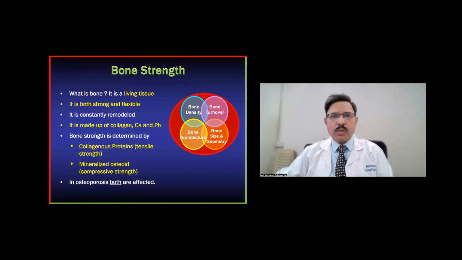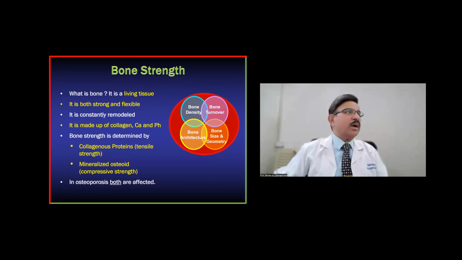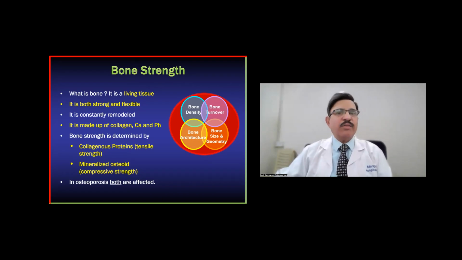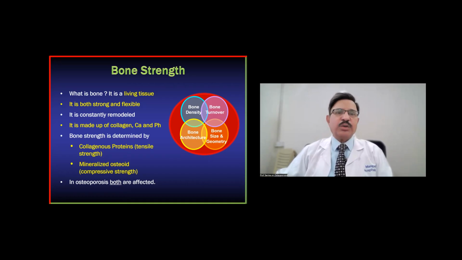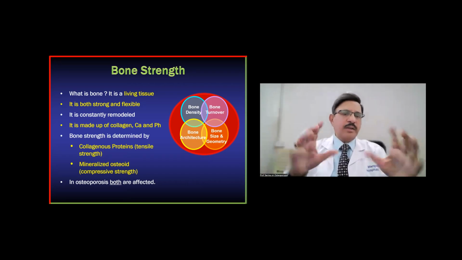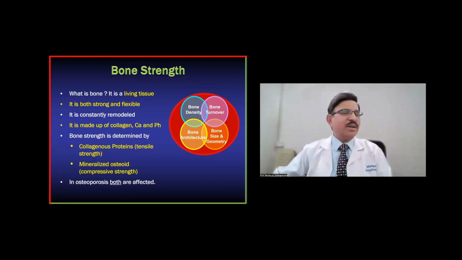Now, what is bone? Bone is not a dead tissue. Bone is a living tissue. Many people think bone has no life, but it is full of life, because it is producing the whole hematopoietic system, and it is a living tissue. It is both strong and flexible. If you jump suddenly, the bone bends and takes the cushion. It is constantly remodeled. New bone is added, old bone is removed. It's called remodeling of the bone.